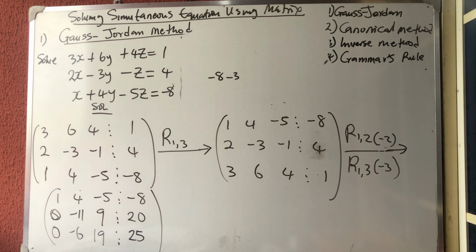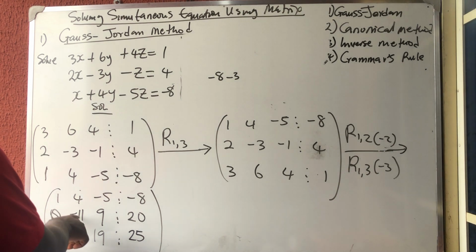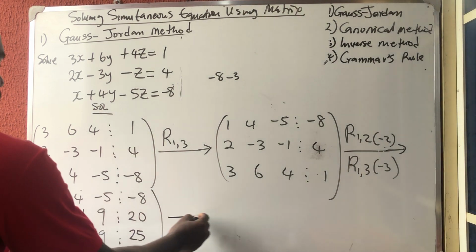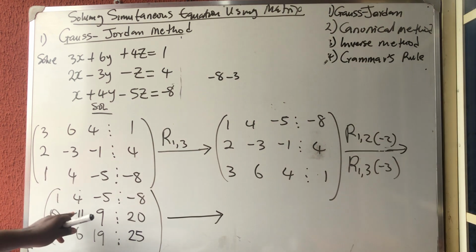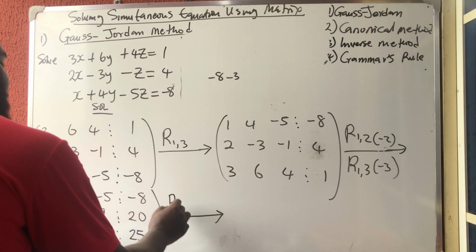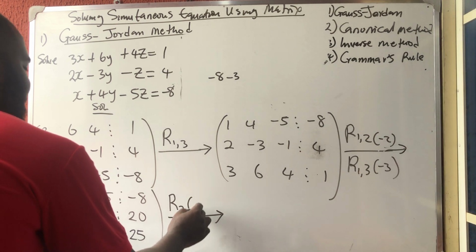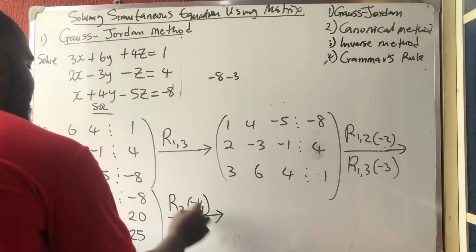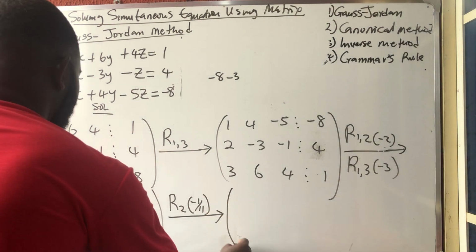So the next thing we will look at is making here to be 1. If you want to make here to be 1, who will tell me what I will do? Making here to be 1 means multiply by the inverse, that is row 2 multiplied by minus 1 over 11. So row 1 remains the way it is.